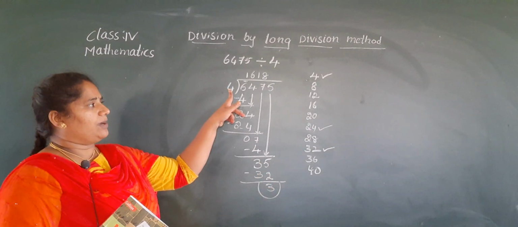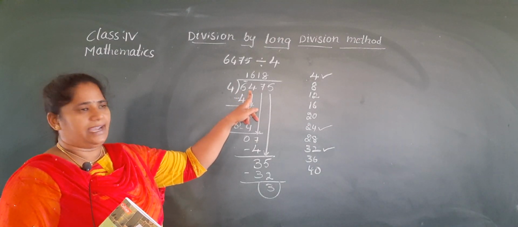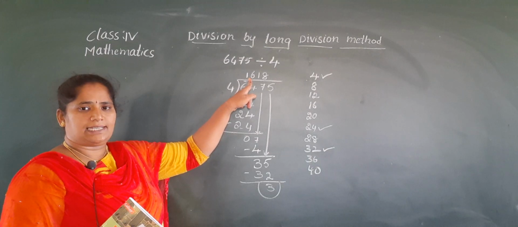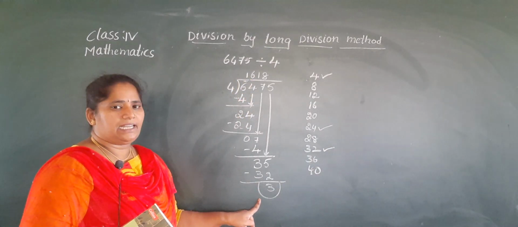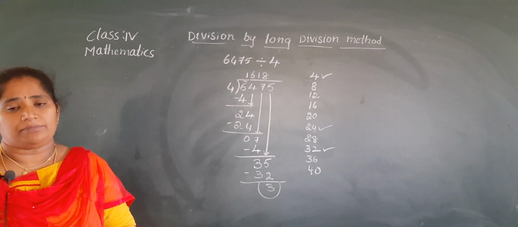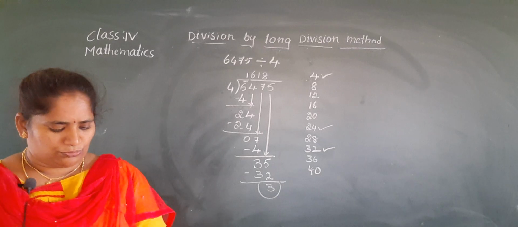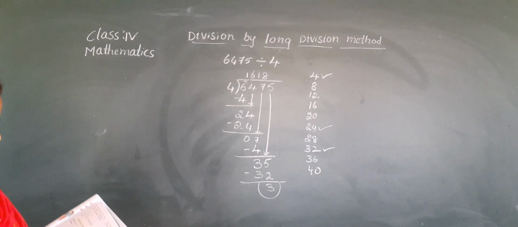So divisor equals 4. Dividend equals 6,475. Quotient is 1,618. Remainder equals 3. Okay? So this is the example problem. No need to write, children. And next, example 2.